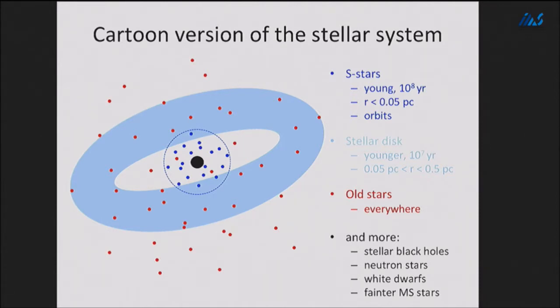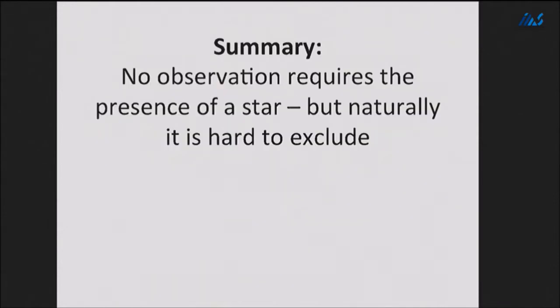And I think we have to add another specimen to this picture, namely that there might also be lumps of gas flying around. So for those of you who are tired already at that point, here's the summary of my talk. I think no observation requires the presence of a star inside of G2, but naturally it's very hard to actually exclude a star inside. And in the following, I've decided that I would like to collect the observational facts.